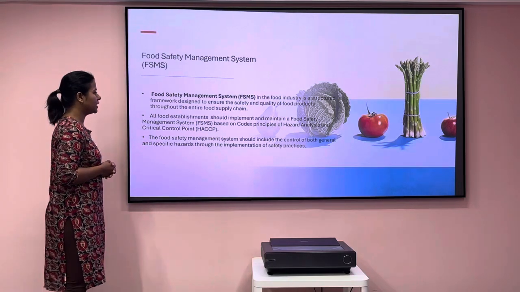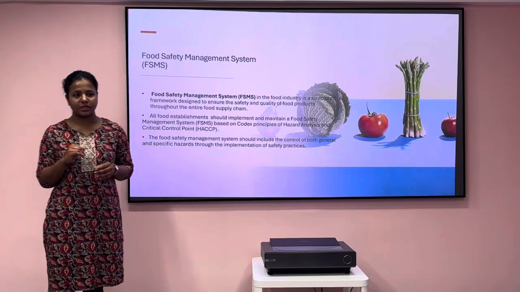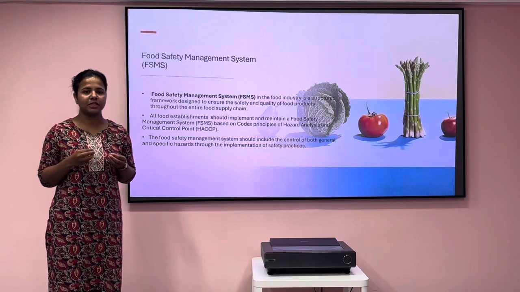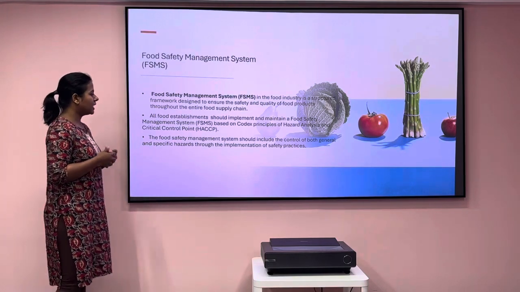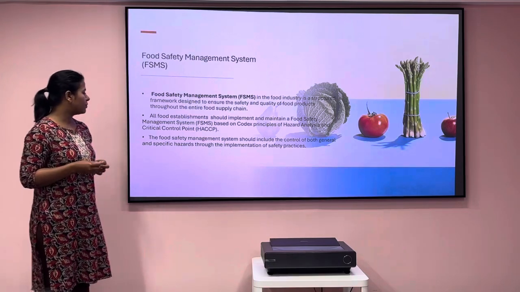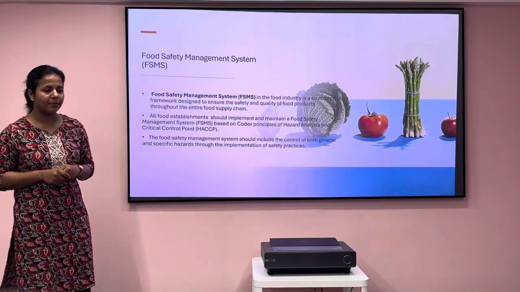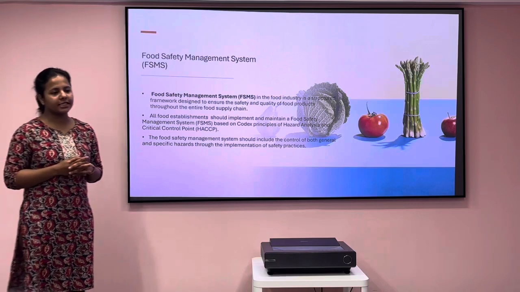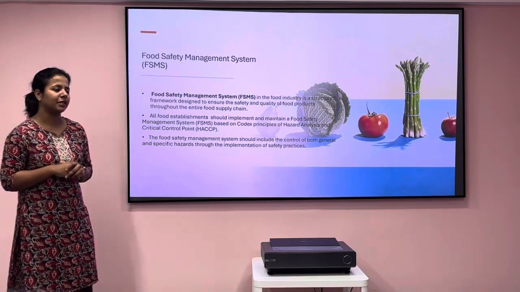In a food industry establishment, a food safety management system is built on the basis of Codex principles and HACCP principles. We all know HACCP, hazard analysis critical control point. And the food safety management system should include the control of both general and specific hazards through the implementation of safety practices. For all these safety practices, we need to follow the requirements of the food safety management system.